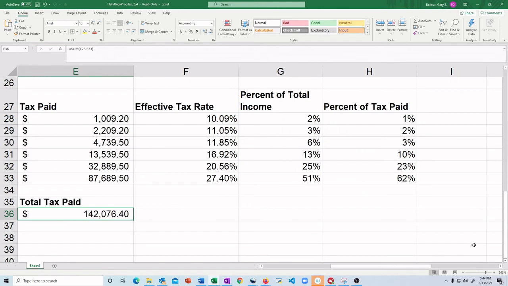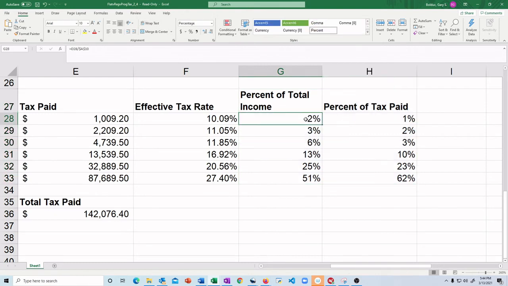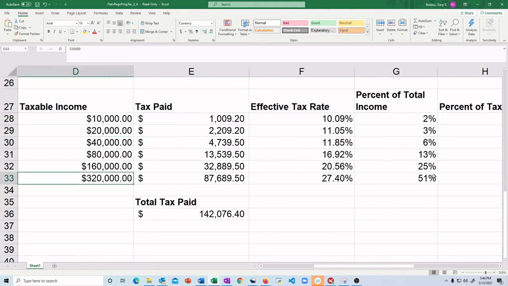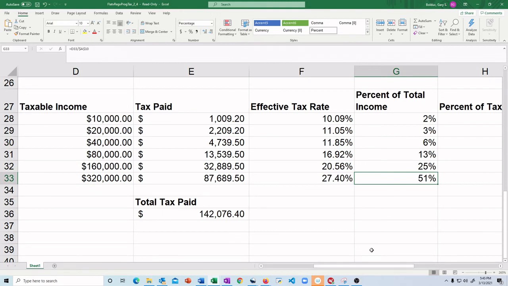Okay, so you can ignore the effective tax rate for now, but this is what I want you to focus on right here. The percentage of total income of your town, 2%. This doesn't change. The person who made $10,000, they made 2% of the town's income. This person made 3% of the town's income, 6%, and then all the way down here, you made 51%. Now, look at what percent of the income tax that was total collected they paid. This is what makes it progressive.